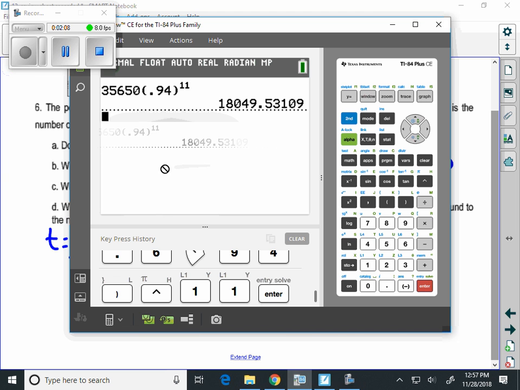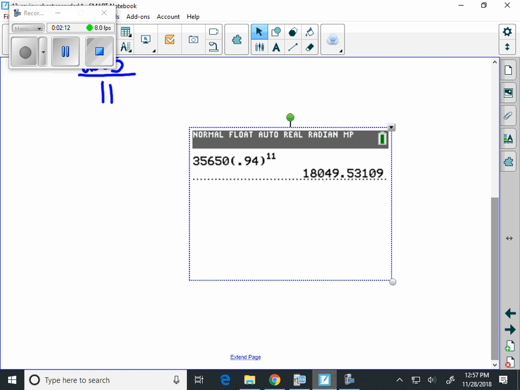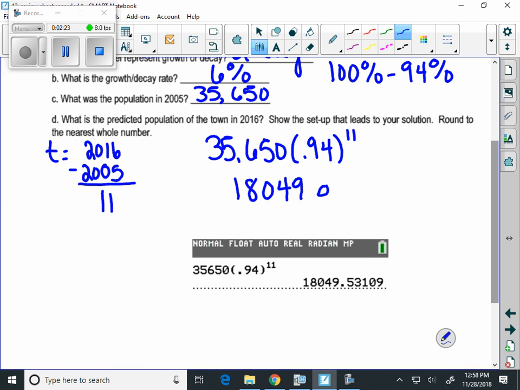That gives us this number. Checking our directions, we want to round to the nearest whole number, because we are dealing with population, we're dealing with people. And what I've told you before is I would take 18,049 or 18,050. It's a matter of how you interpret it.